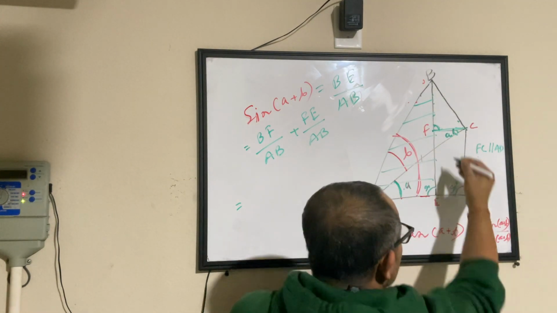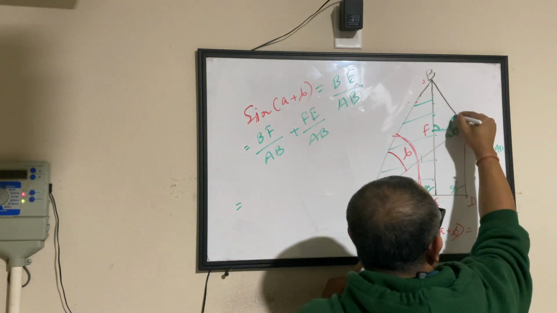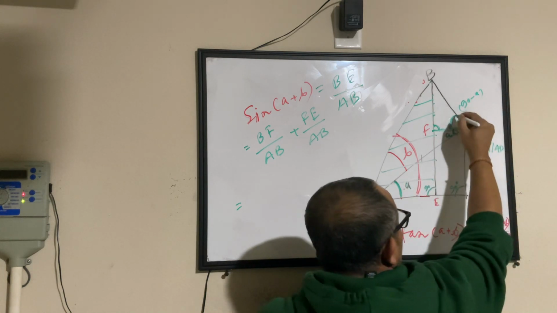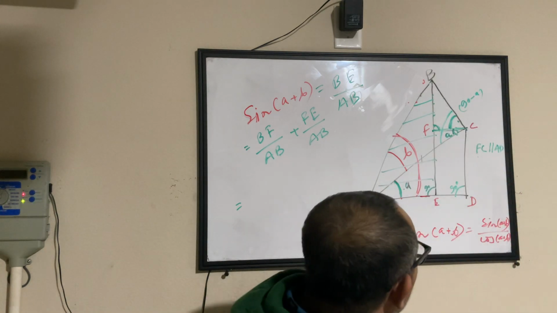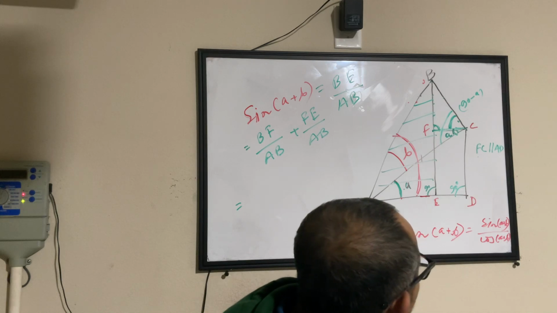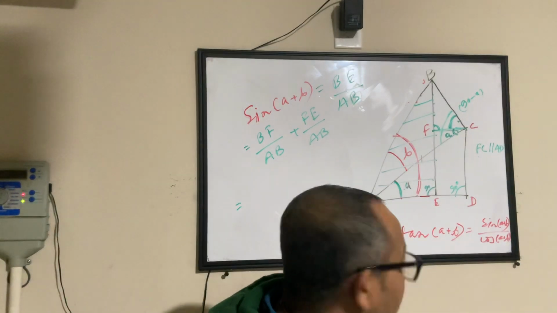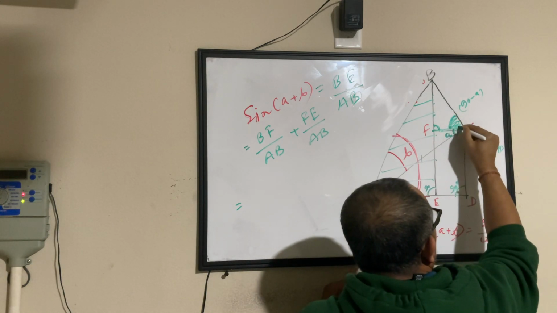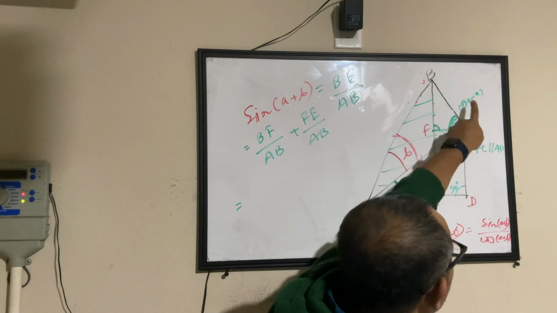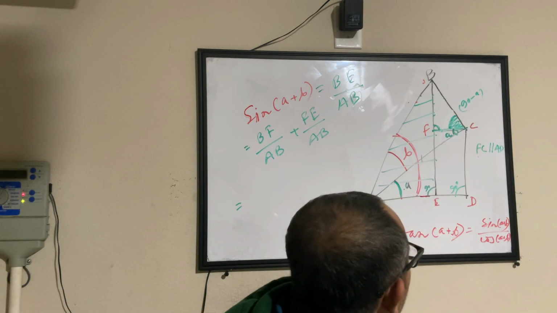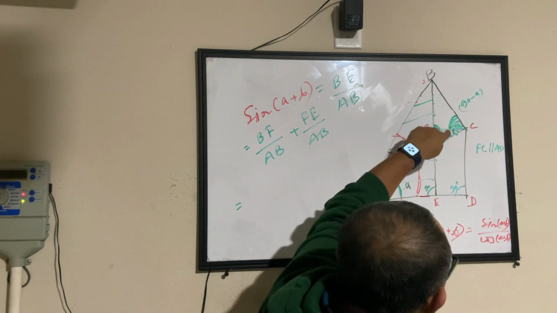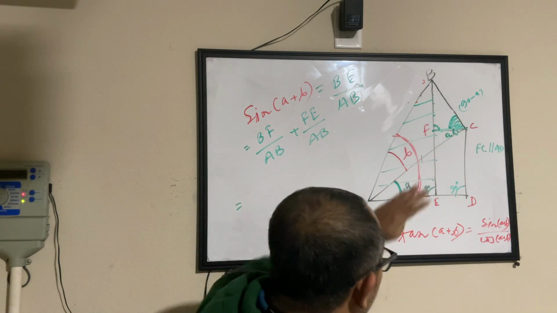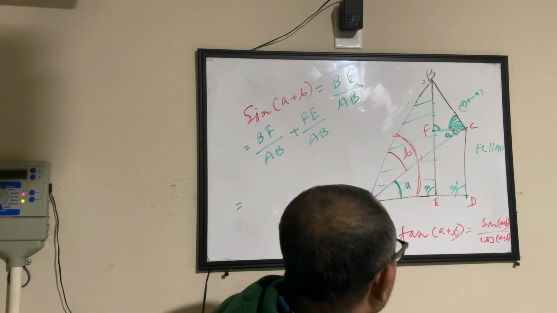Yeah. Now, if this is A, what is the value of this angle? 90 degrees minus A, because this is a right angle triangle. So this angle that I have coded green is 90 degrees minus A. Okay, so we got this angle, we got this angle. Now let's look at it. We got some values here for the angles.